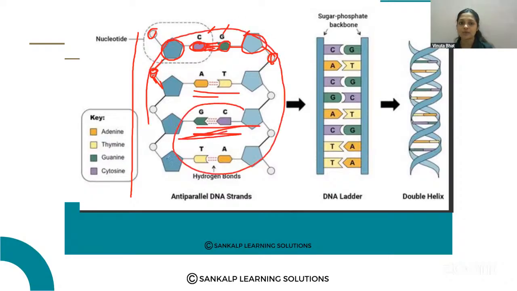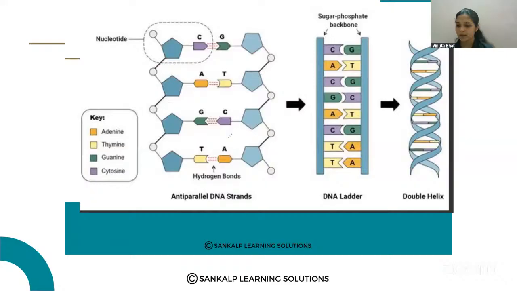So if you observe this diagram, you will get the complete picture of the structure of DNA. I hope this concept is clear.